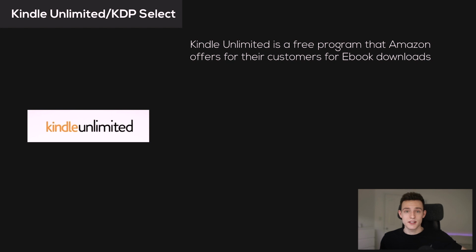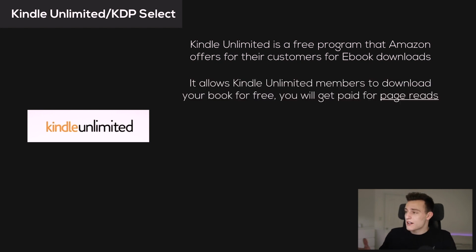So for Netflix, you pay $30 a month, you get unlimited movies, TV shows, whatever is on Netflix. With KDP Select, the customer pays monthly, and they get downloads for a bunch of ebooks that are enrolled in Kindle Unlimited. It allows Kindle Unlimited members to download your books for free, and you'll get paid for page reads. It's kind of the same thing as Spotify. Artists get paid for listens. I don't know if it's called listens, but you know what I'm saying.